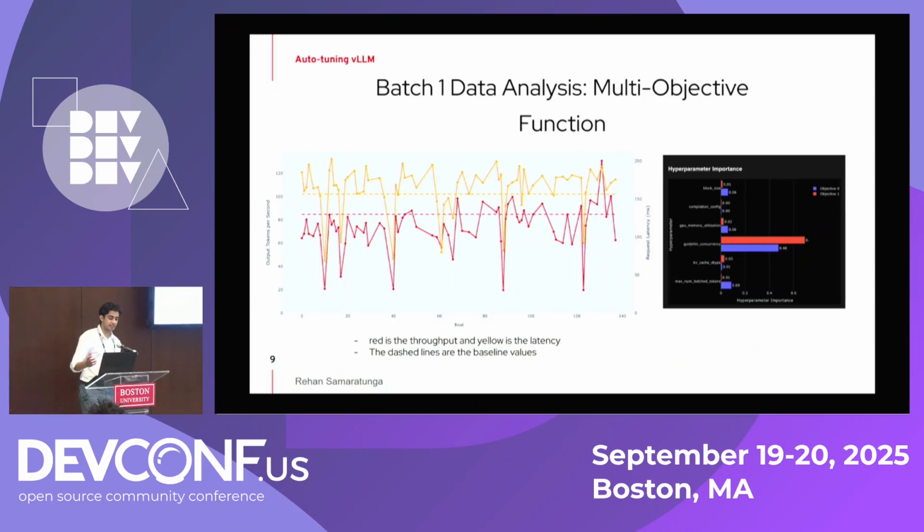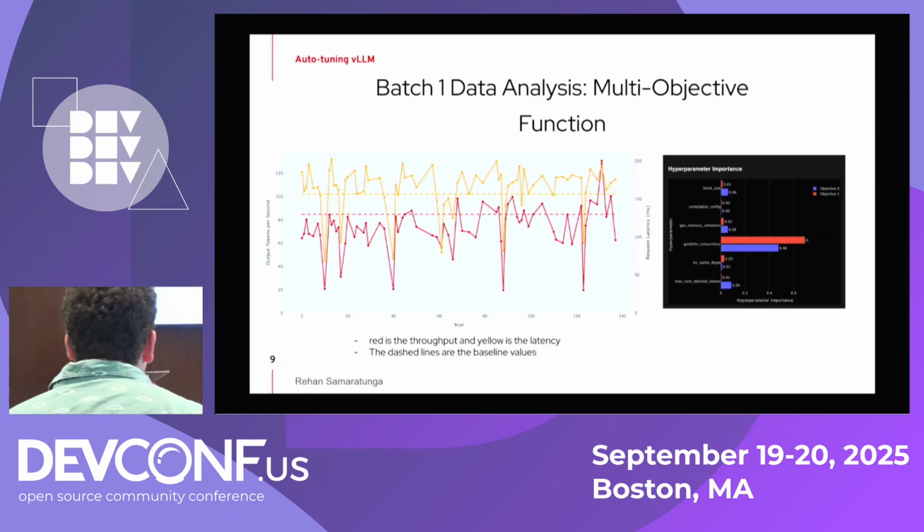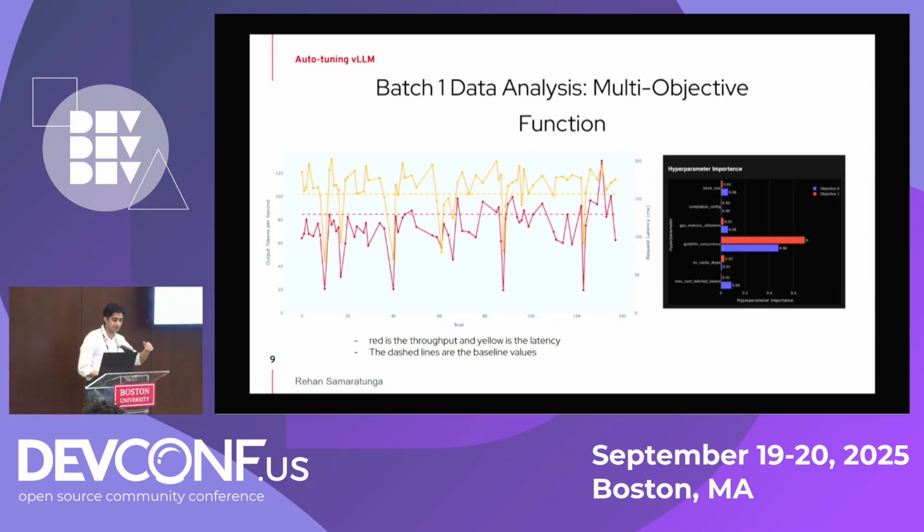So the second one I decided to try was a multi-objective function. As you can see here, the red is throughput and the yellow is latency. Minimizing latency, maximizing throughput. There are some values where the throughput is a lot higher than the baseline. Oh, by the way, the dashed lines are the baseline. But when the throughput was higher than the baseline, the latency was also seen to be higher than the latency baseline, which is not what we want.